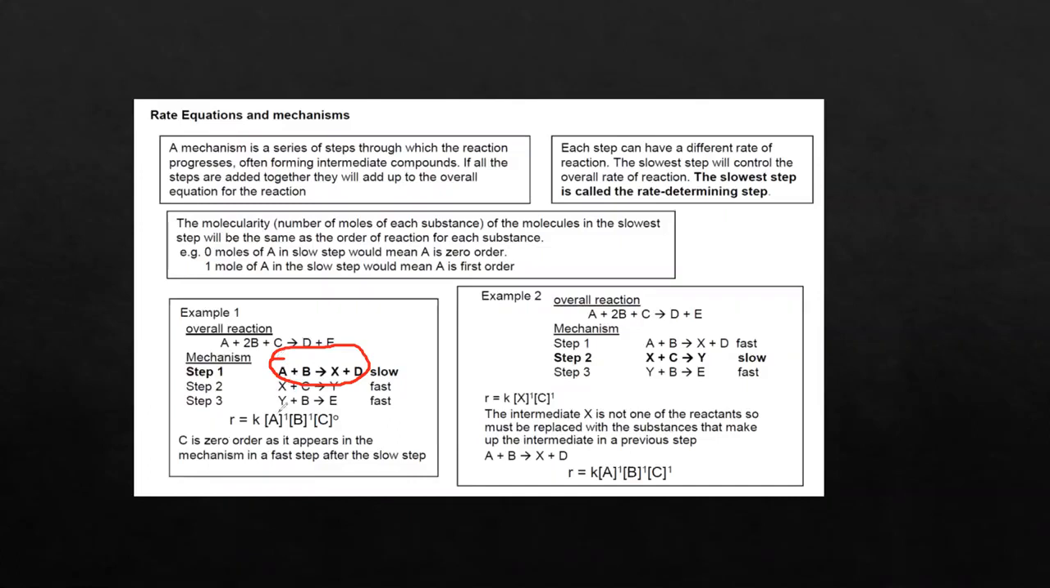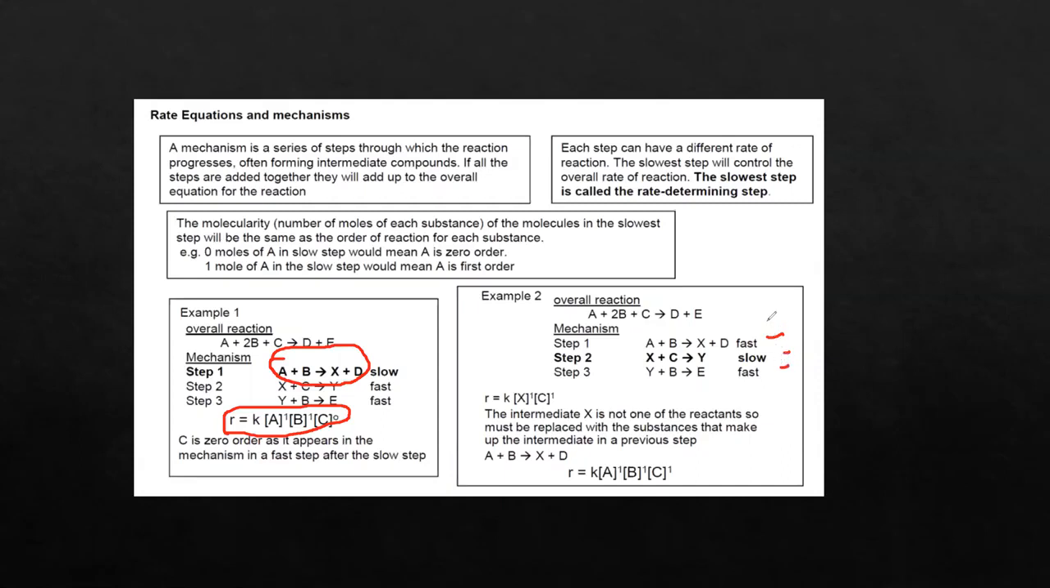So this is first order with respect to A, first order with respect to B, and zero order with respect to C. So the overall equation might be different, but the rate expression may involve different reagents. Same thing, another reaction means the same equation, but another example. The first reaction was fast, then slow, and then fast.